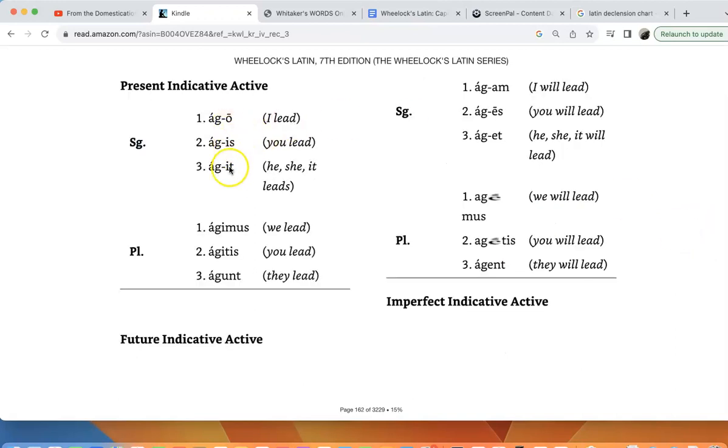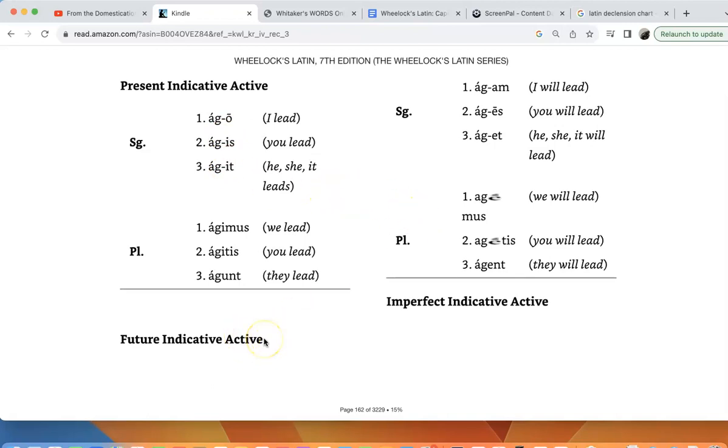So you can see here, we're still following our o, s, t, mus, tis, nt. So o is I, s is you, t is he, she, it, mus is we, tis is you all, nt is they. Except that we have to be mindful of the vowel which introduces that particular conjugation.